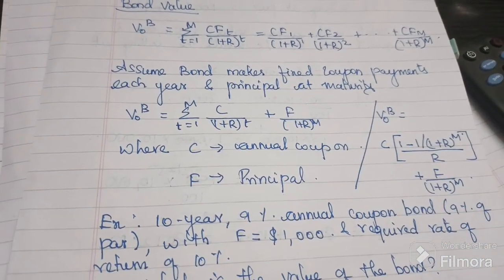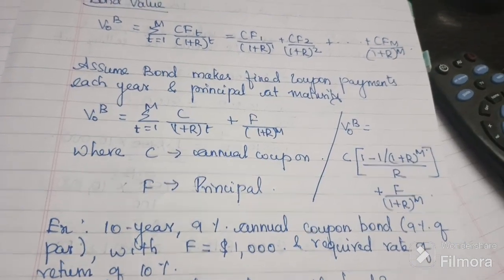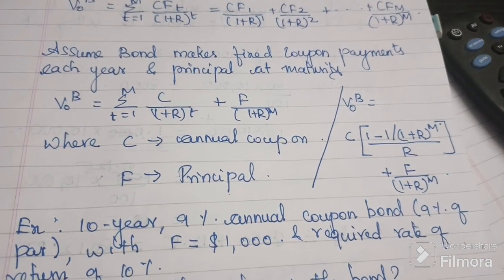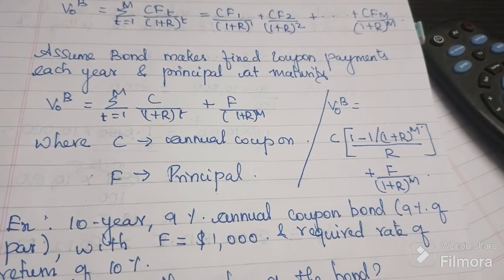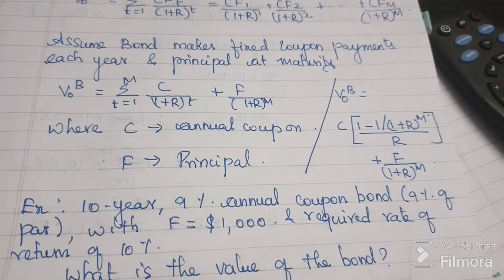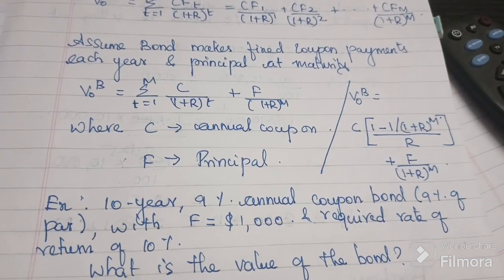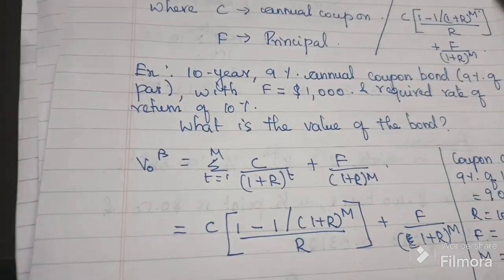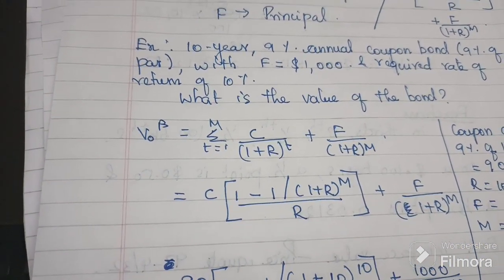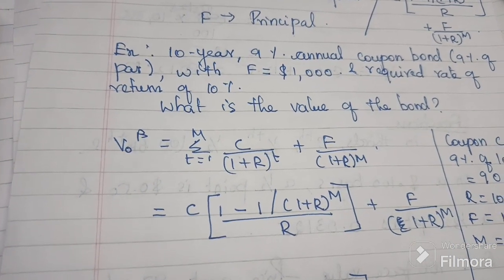And now V0B, this formula can be broken down and further derived as C times (1 minus 1 divided by (1 plus r) to the power m) divided by r, plus F divided by (1 plus r) to the power m. So this is the formula. I'm going to show you two examples so that it will be easy to understand.